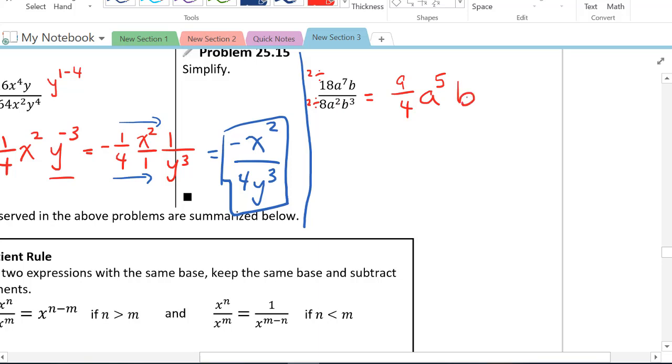Then I do the b's. That's b to the 1 minus 3, right? Because there's an imaginary 1 on the b. So it's 1 minus 3. What's 1 minus 3? Negative 2.